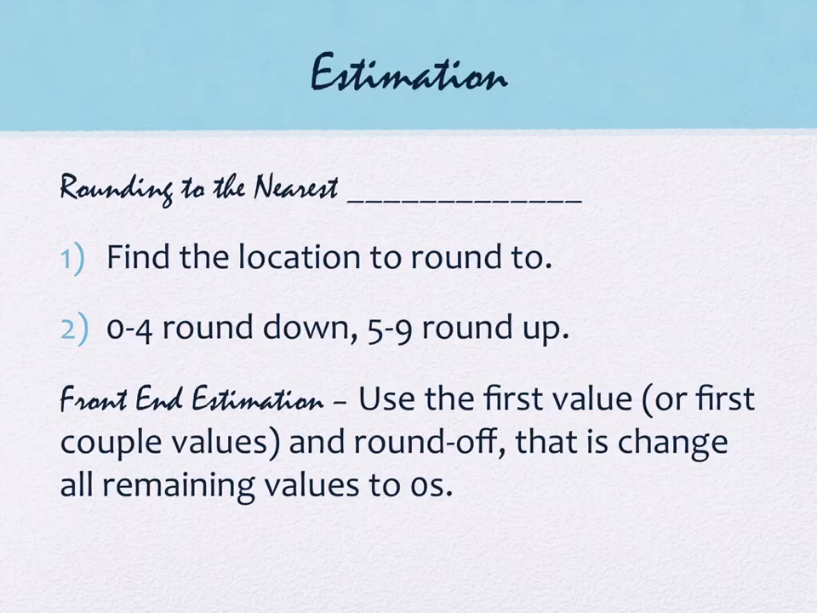Front-end estimation is a very interesting rounding strategy, or estimation strategy, not rounding, an estimation strategy. What it does is it uses the first value, or maybe the first couple of values, and then it rounds off. Now, rounding off and rounding are not the same thing. Rounding off means that after that first value or that second value, it just makes everything else zeros. Okay? It doesn't go up for anything. It just stays everything else zeros. It's kind of like rounding down all the time. So rounding off is the same as rounding down all the time, no matter what comes next.